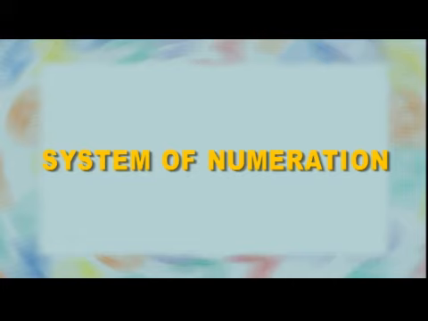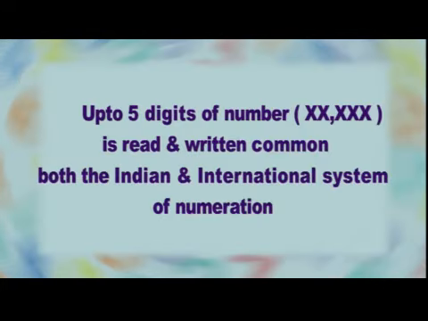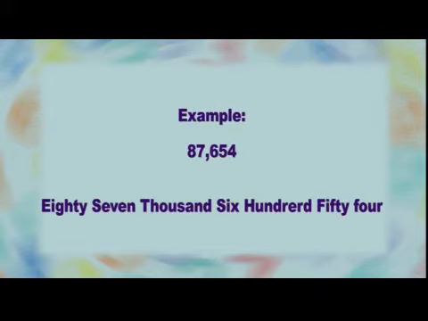Now we will see about the system of numeration. We have already seen the way we name the numbers in the Indian system and also how we write the numbers with their periods using commas. Any number of 5 digits, with place value being 10,000, is read and written in the same way in both the Indian and international systems of numeration. For example, this number is read as 87,654 in both systems and written in the same way.